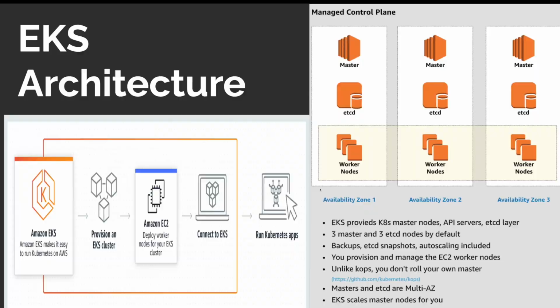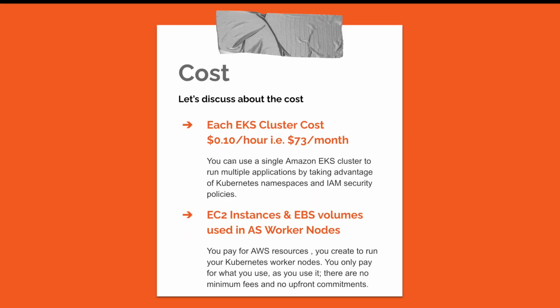Oh, the cost part. Now the cost part. So an AWS EKS cluster costs you $0.10 per hour, which is approximately $73 per month. That is, whether you run any workload in the cluster or not doesn't matter. If you're running a single cluster of this AWS EKS, you have to pay this mandatory amount.